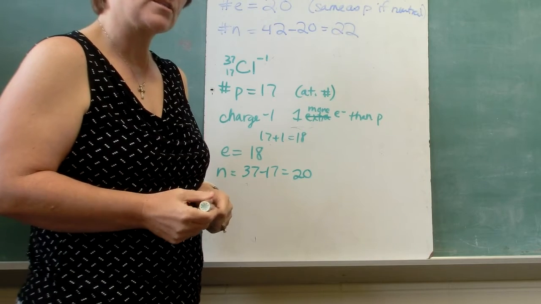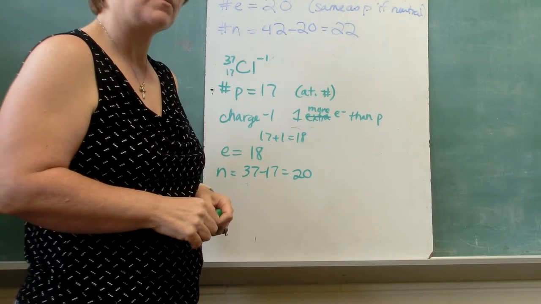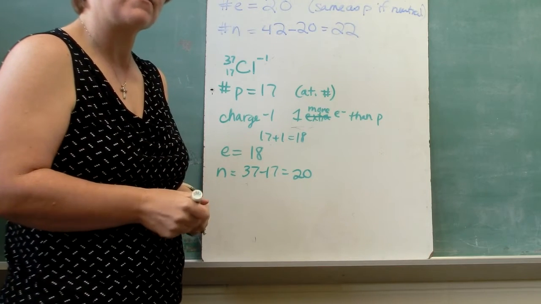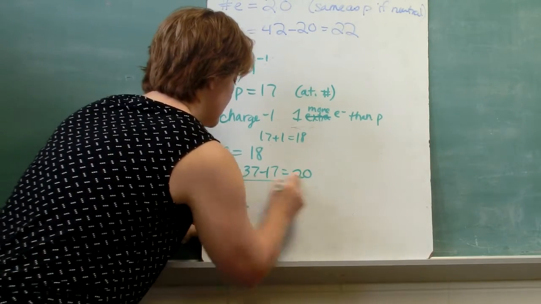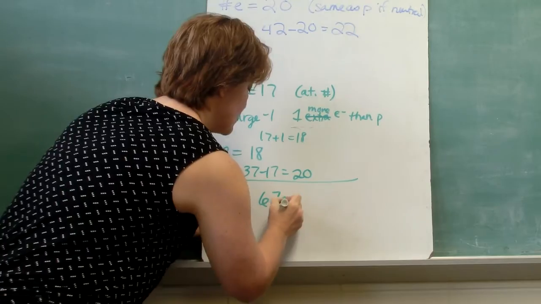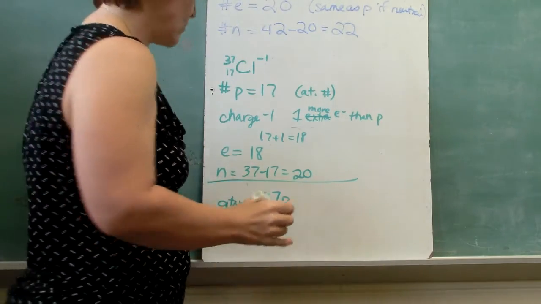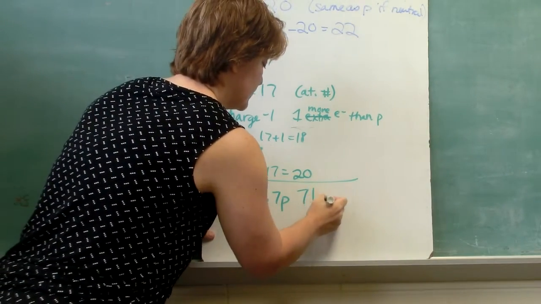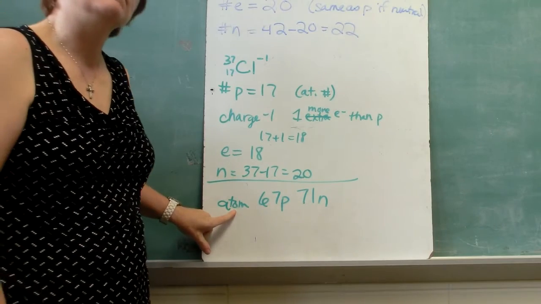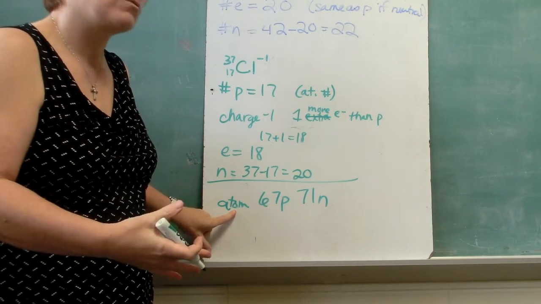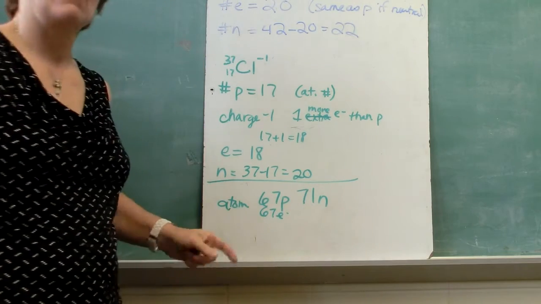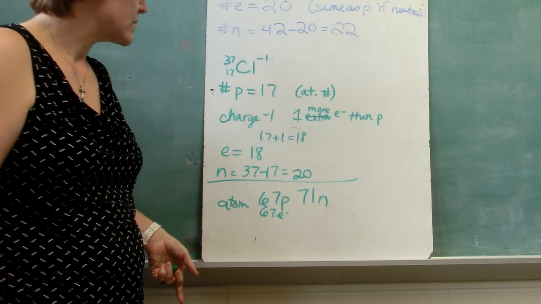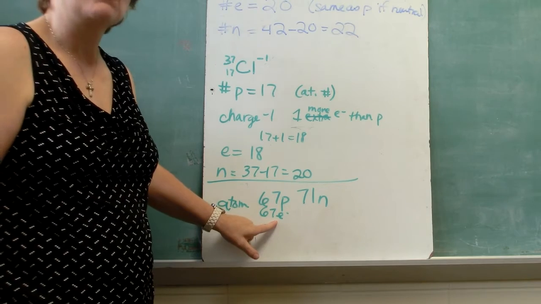The third question is asking to write the isotope symbol for an atom with 67 protons and 71 neutrons. Well, the fact that it's an atom means it's neutral, so that means it's also 67 electrons. So I'm really told everything I need to know about this. But because it's an atom, I don't really need to show anything.